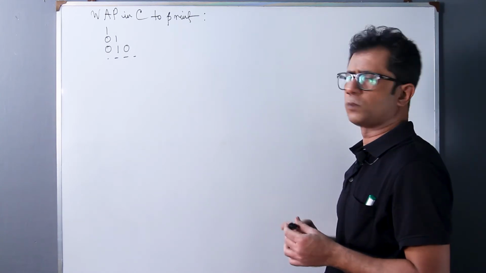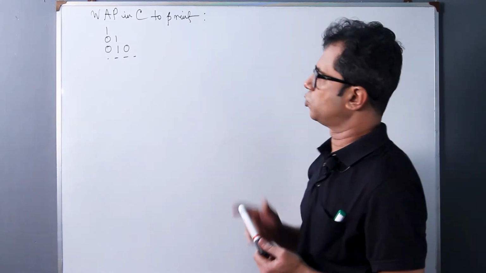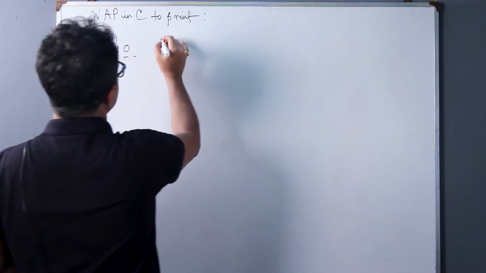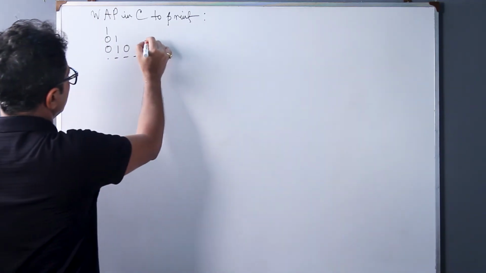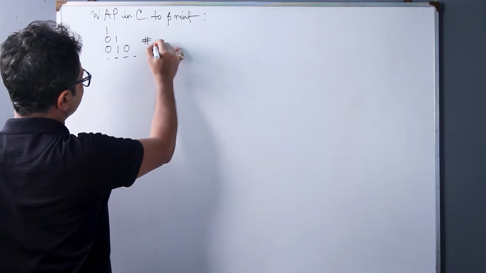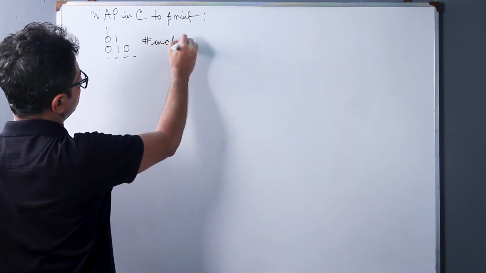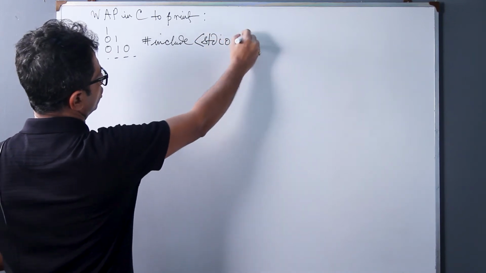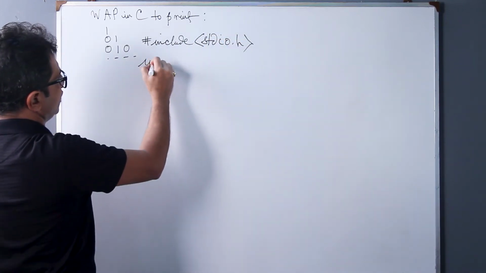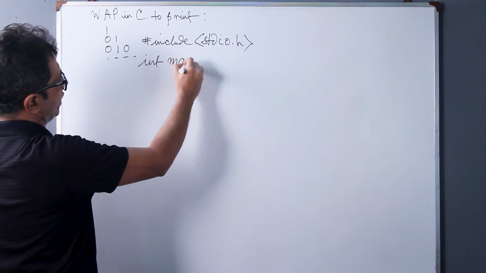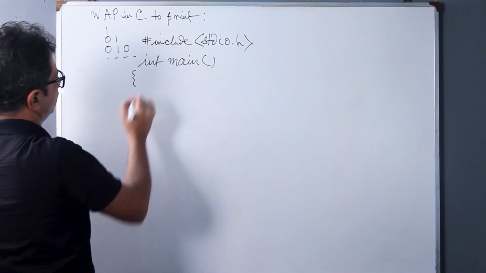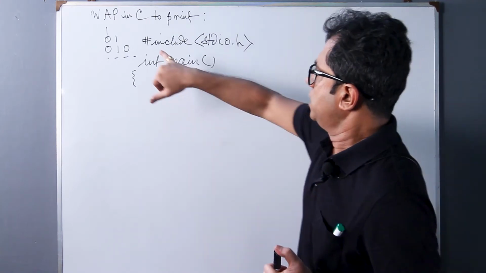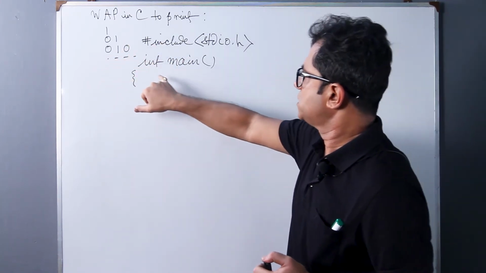So let us explore the nuances of this program. Let's get started with writing the program first. First, the file inclusion directive: hash include stdio.h, int main. Then, how many variables are we going to take? See, it is in the usual manner.